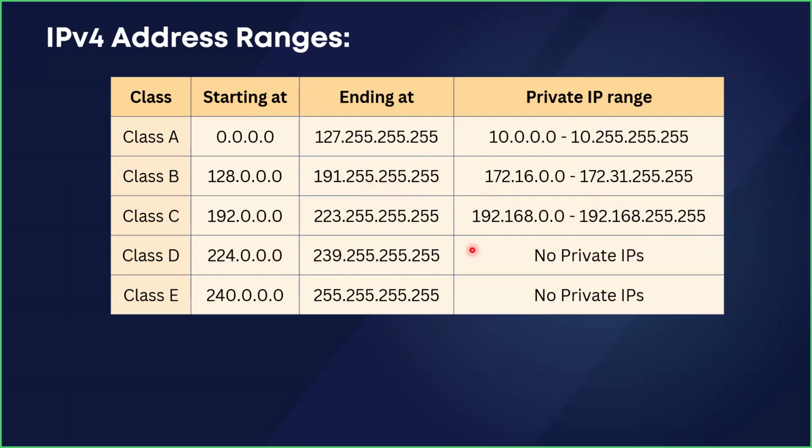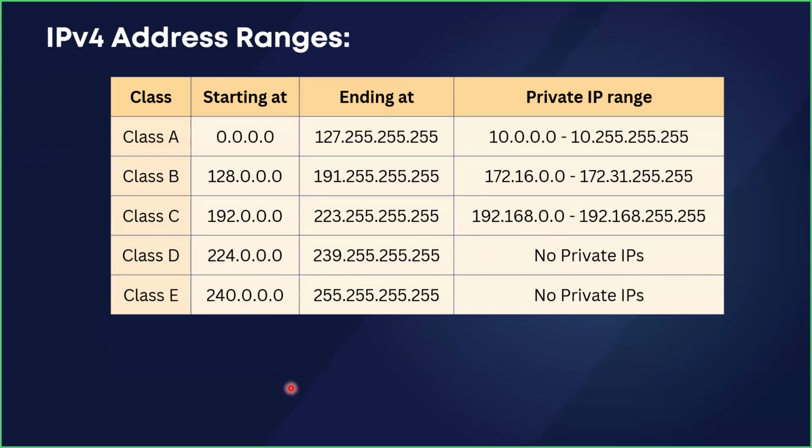Any IP within that range is a private IP. Any IP outside that range is a public IP. And in class D and class E, you don't have any private IPs at all. All of them are public IPs. If this is still a bit unclear, and if I had to elaborate on this, let's take the example of class A.